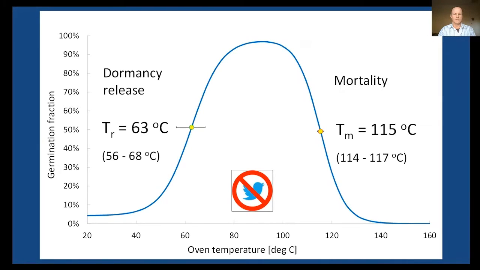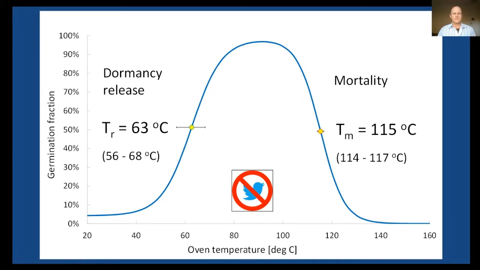Looking at two more parameters now. On the left we have the dormancy release threshold temperature, which came in at 63 degrees Celsius. And on the right we have the mortality transition temperature, which came in at 115 degrees Celsius. As you can see from these error bars, the parameter uncertainty in the mortality threshold temperature is quite a lot less than the parameter uncertainty in the dormancy release threshold temperature. And I thought this was very interesting.